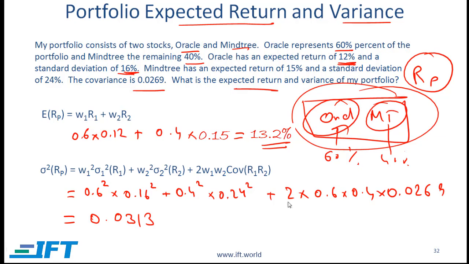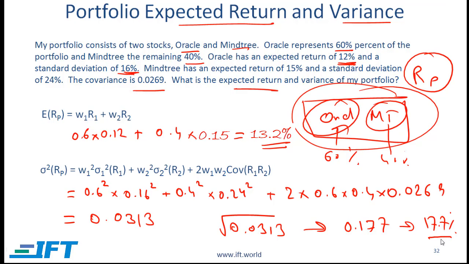If you want to compute the standard deviation, all you do is take the square root of that number and that will give you 0.177, which is 17.7%.